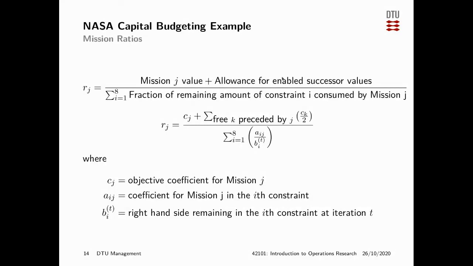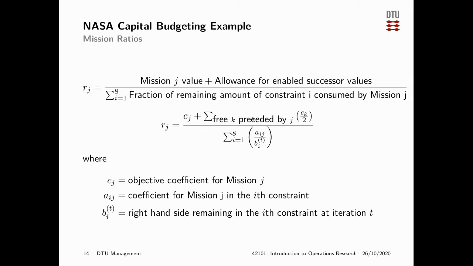So by adding this allowance, we maybe add a small reward for missions that actually give us access to more missions. The denominator here is capturing the resource consumption by scheduling mission J. So we look at the first 8 constraints because these are the 8 constraints that have a non-zero right-hand side. For each of these constraints, we look at the fraction of the remaining amount of the constraint that is consumed by mission J. We add these up, and this gives us an indication of how much of the remaining resources mission J will use.